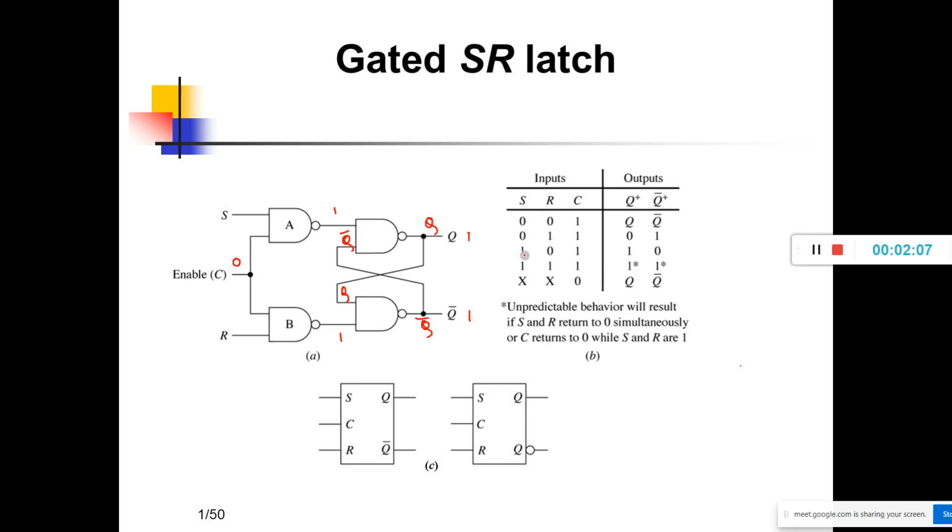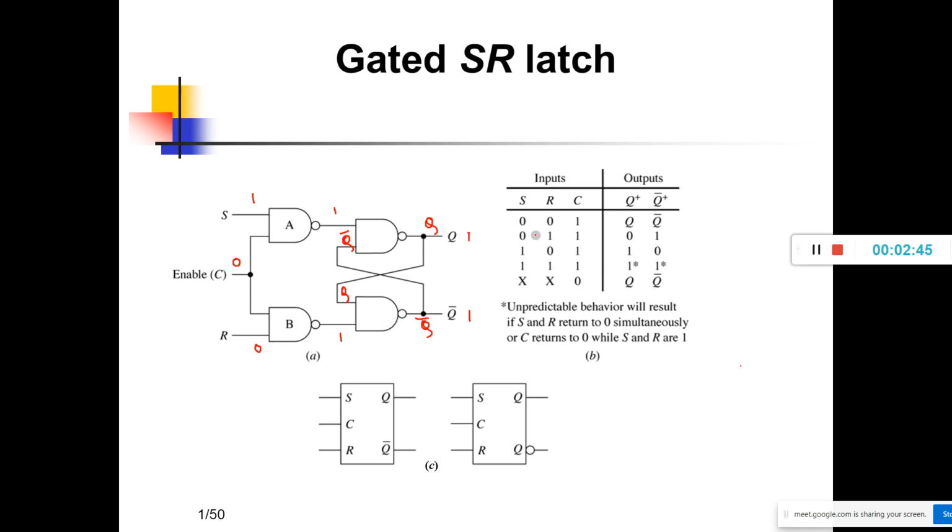Now next, when S is 1 and R is 0, control signal is 1, you will get the output 1 and 0. You apply 1 and 0 here. So what will you get here? You apply the 1 and 0 and understand this, you will get 1 and 0. This is a simple NAND gate construction. If you apply 1 and 0, you will come to know what will be the output of the A NAND gate and what will be the output of the B NAND gate. So you apply the inputs and check the outputs, you will get 1 and 0.